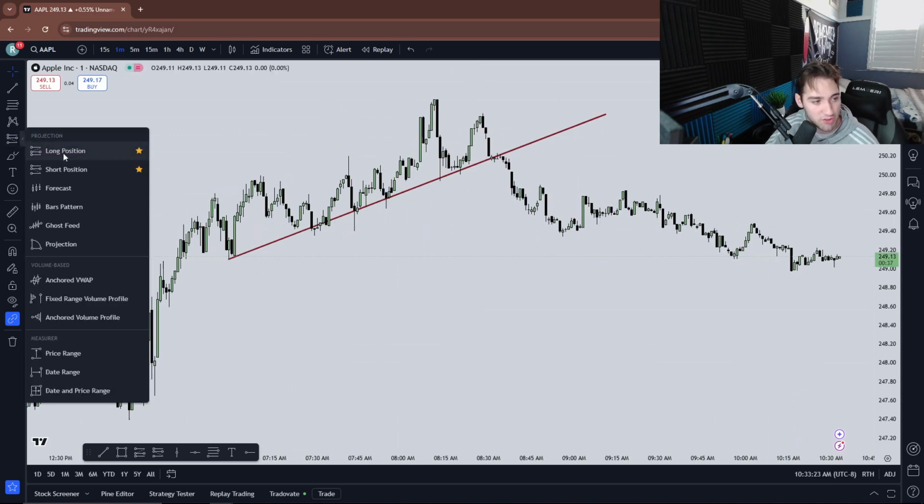And it's also a tool right here. It shows long and short position. You could also favorite this. And once you favorite something, right?